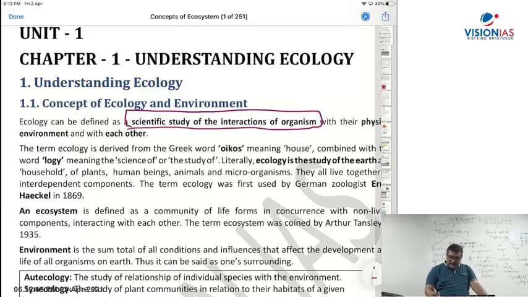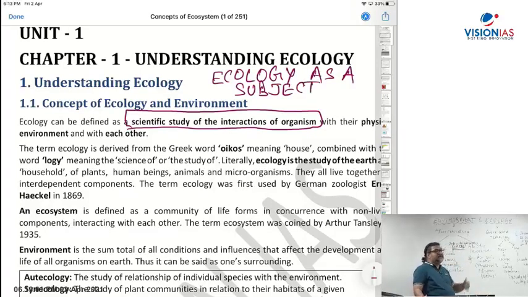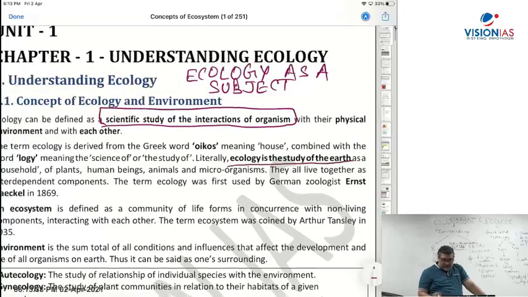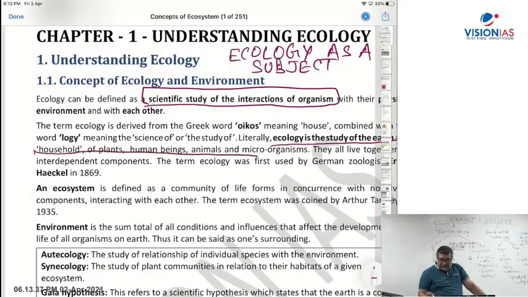Ecology as a subject, as a discipline, has today become a multidimensional subject. It derives concepts from various areas of science. One area is biology or life sciences. That's why in the NCERT textbook, in class 12th biology, you have the ecology aspect. And what I explained here, that it comes from the Greek word oikology, is that literally ecology is the study of the earth as a household of plants, human beings, animals, and microorganisms. And this was given by the German scientist Ernst Haeckel in 1869.